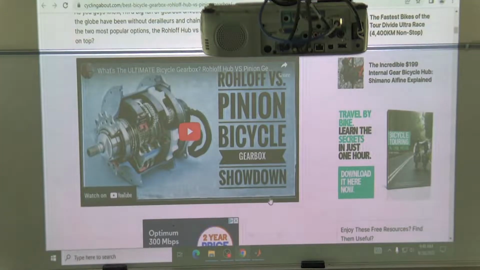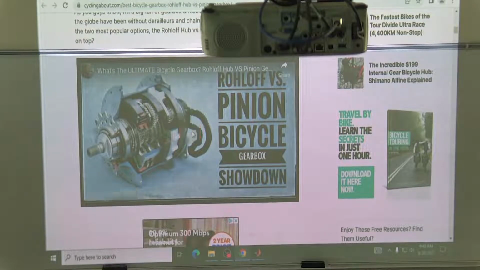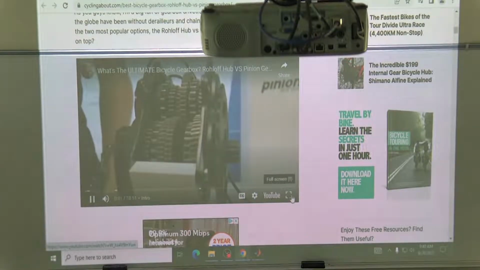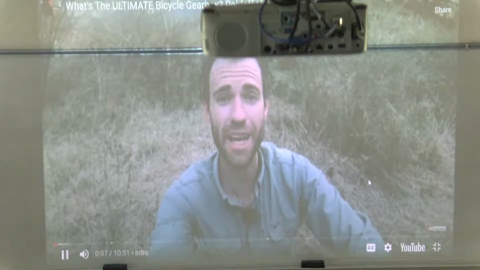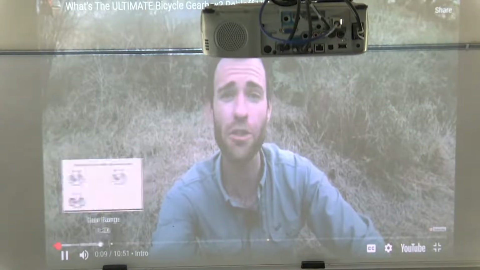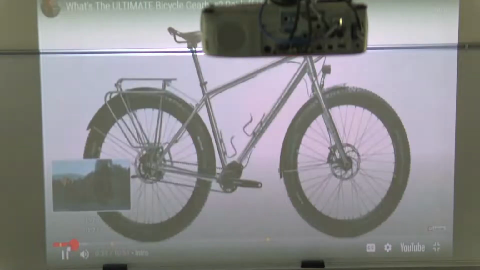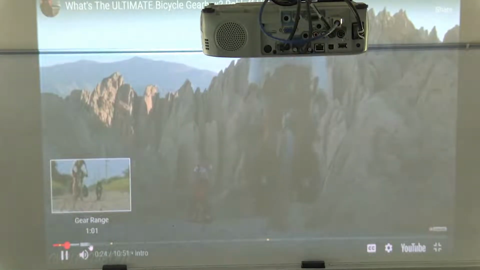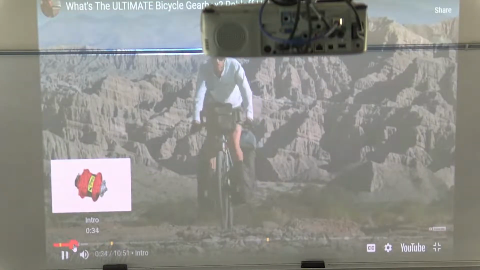Oh, here's the showdown. Okay, so let's see what the showdown's all about. Here we go. Make it full screen. As you guys know, I am a big fan of gearbox drivetrains. Almost all of my journeys are which is the ultimate bicycle gearbox. I am internet's most thorough analysis of these bicycle gearbox systems. But did you expect anything less? So they started showing it about right there.